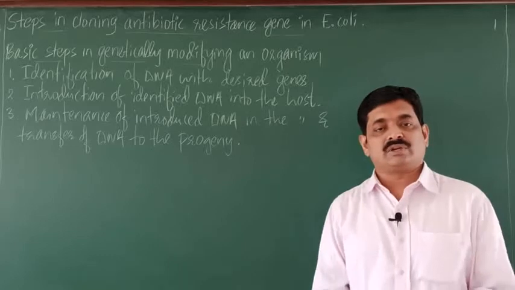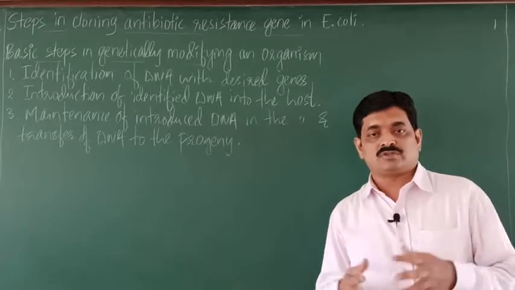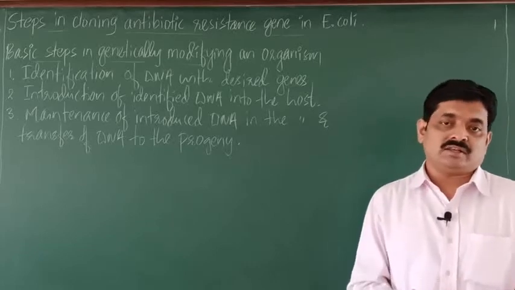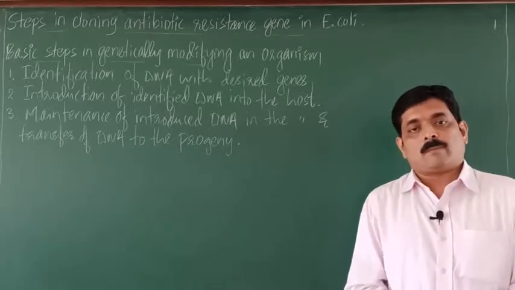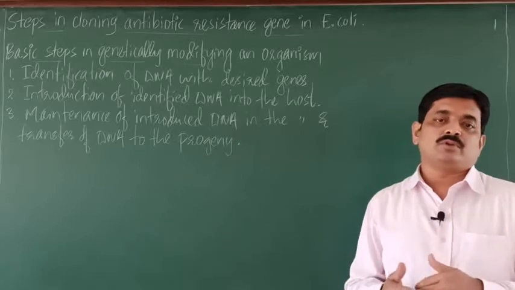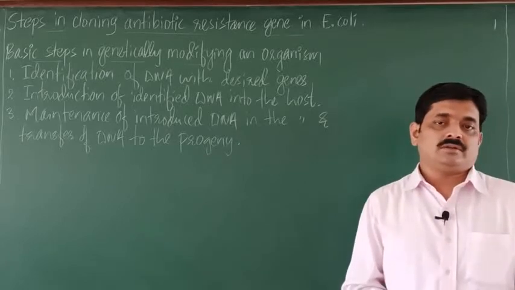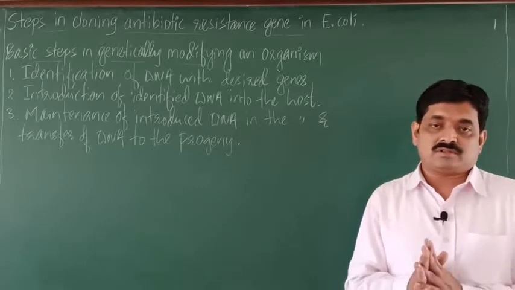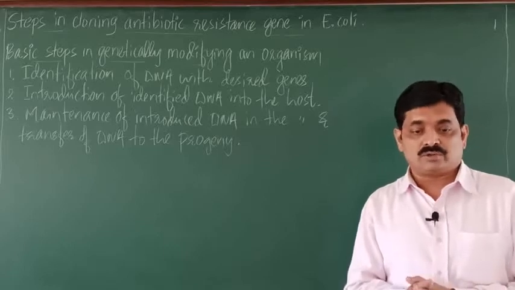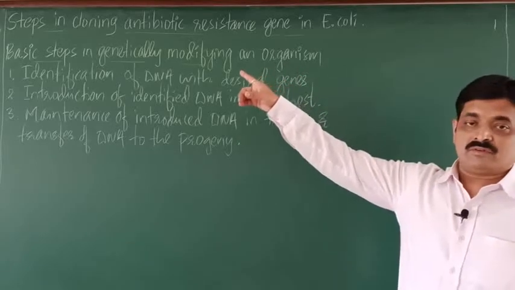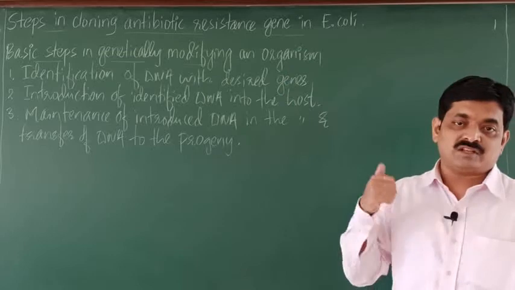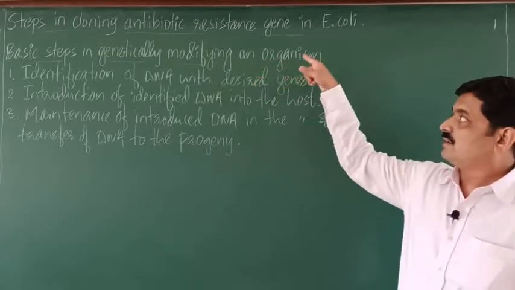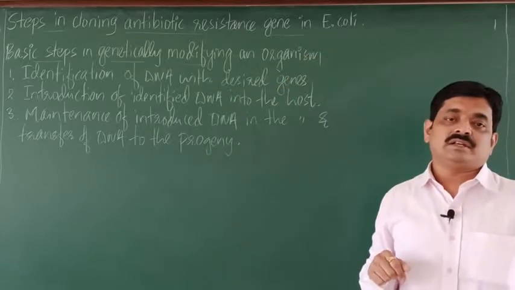So what is this gene cloning? Gene cloning is a process of making multiple copies of a desired gene. So from one desired gene, you can produce many copies, right? You can produce many similar genes, and that process is called gene cloning. So we will discuss these steps in cloning a particular gene, that is antibiotic resistance gene, right?